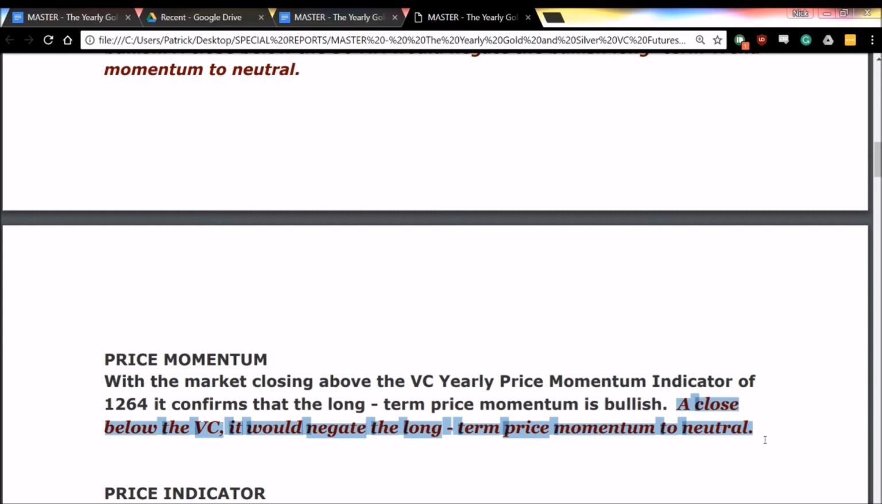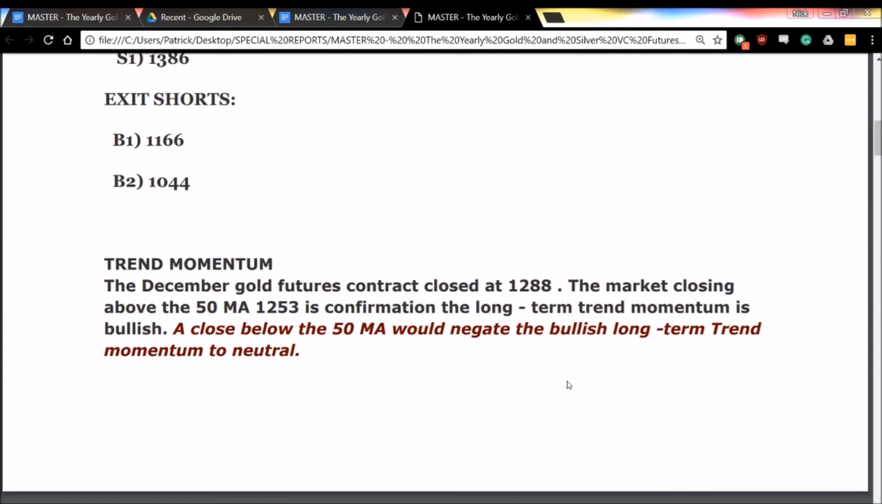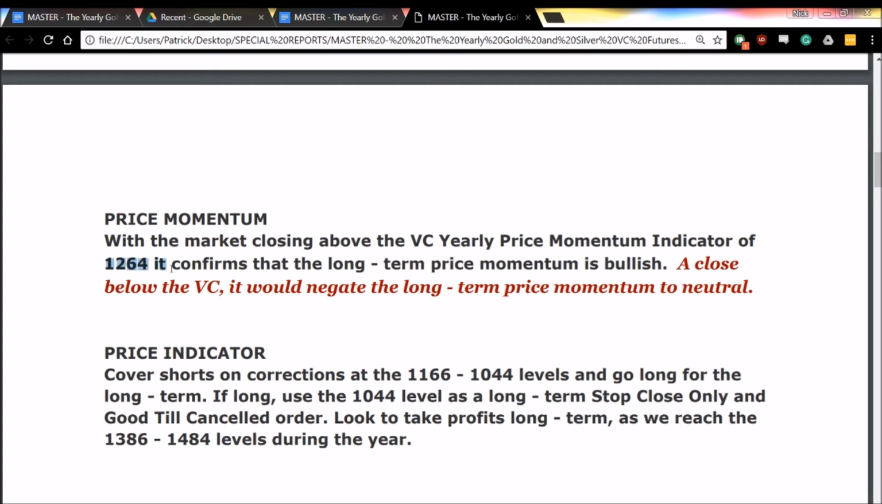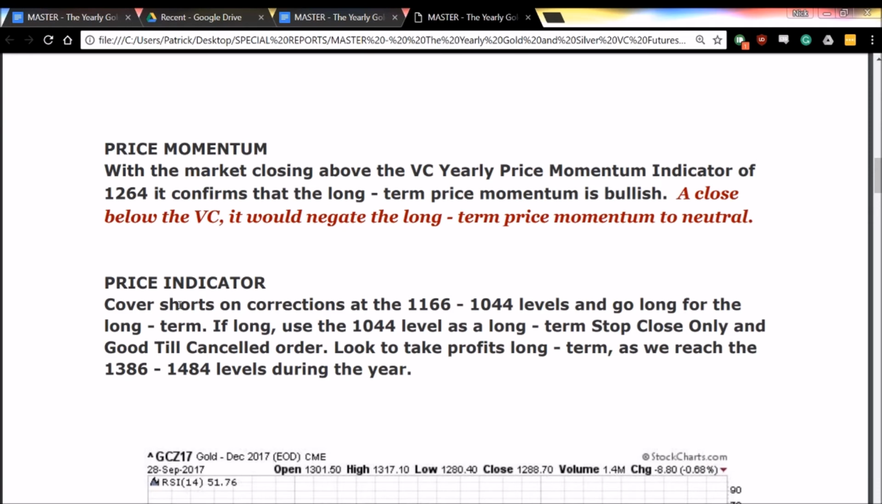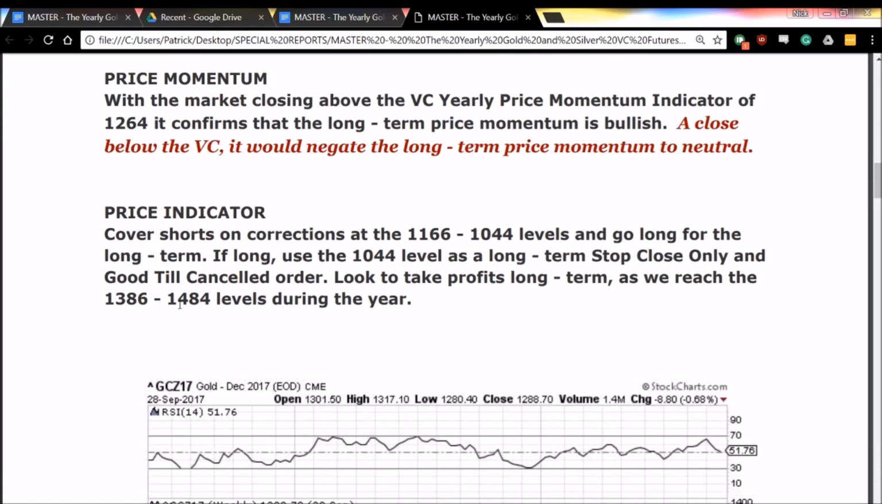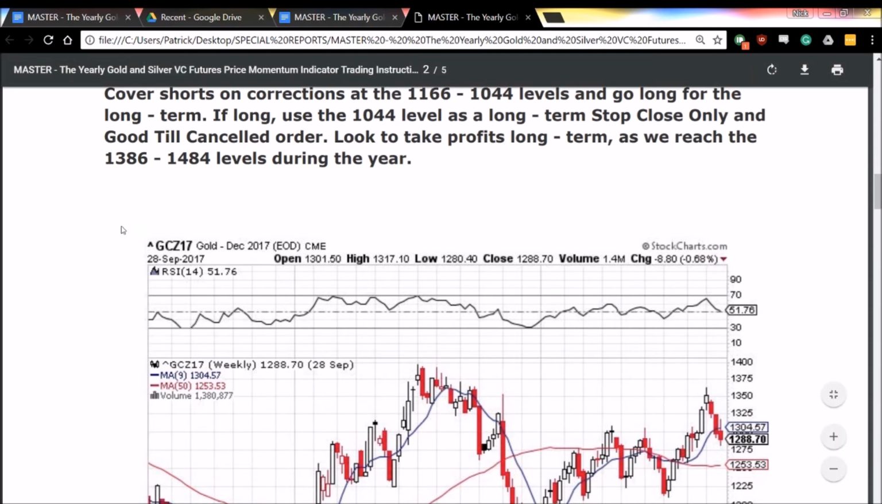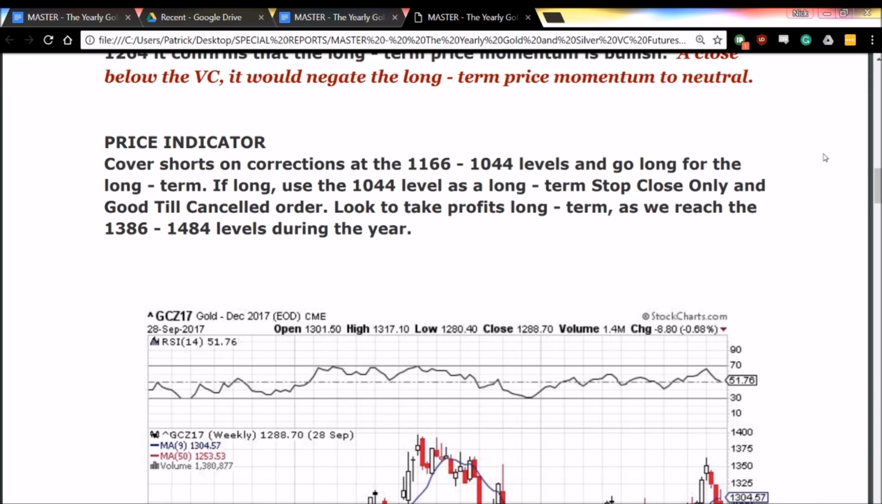the next 12 months. The first one is the 50-day moving average of 1253. Now we have the average price for next year of 1264. And the next component basically is the VC price momentum indicator, which basically gives us a very clear idea of where those extremes of supply and demand will be identified for next year, for the next 12 months.